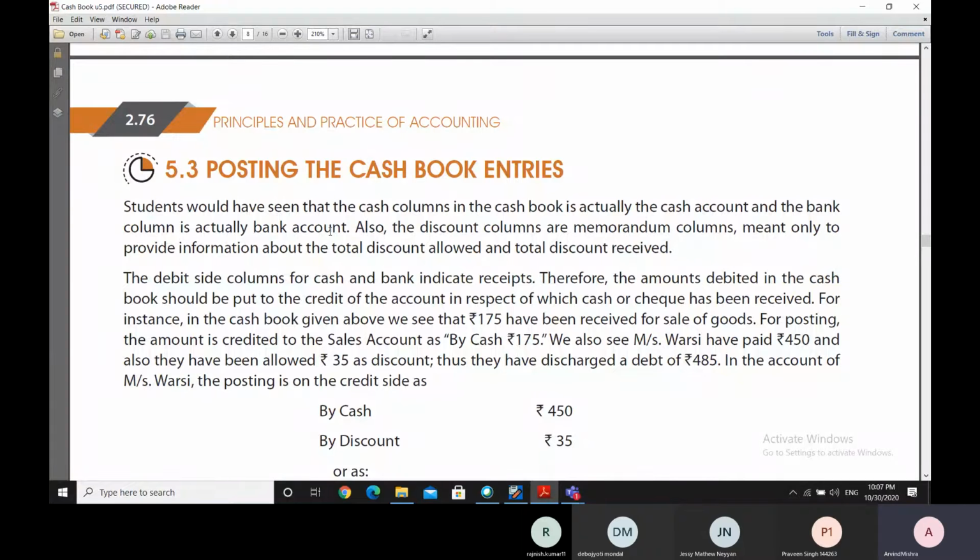And in this webinar, we are going to do Cash Book Part 2. Friends, today we'll be beginning with posting the cash book entries and how the entries in the cash book are finally posted. And when we use the word posting, the word is used in the context of posting in the ledger.